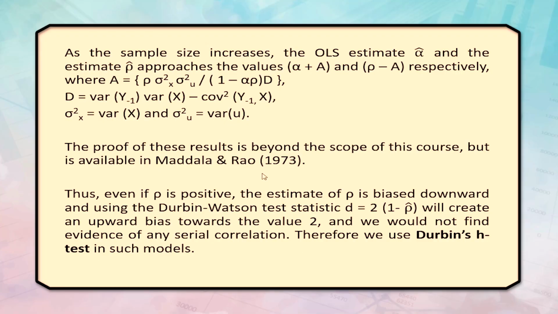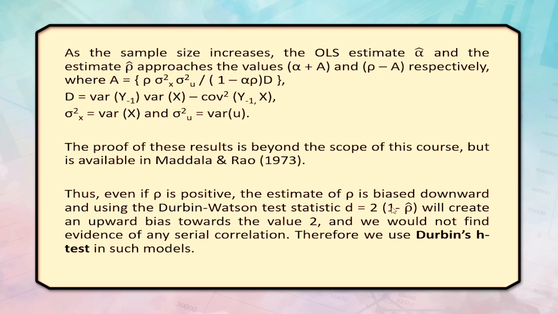Before the way out, just a little bit more on that problem. As the sample size increases, the estimate rho hat approaches not rho, but rho minus a constant term a. That term a is defined here, and therefore, our Durbin-Watson test statistic, d equals 2 times (1 minus rho hat), will move towards the value 2, because when rho hat gets underestimated, rho hat becomes smaller and smaller, because rho hat tends to rho minus a.